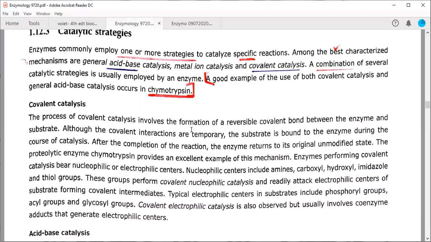Although the covalent interactions are temporary and the substrate is bound to the enzyme during the course of catalysis only, then this covalent bond is broken. After the completion of the reaction, the enzyme returns to its original unmodified state, because we know in any enzyme-catalyzed reaction there is no change in the enzyme itself. The proteolytic enzyme chymotrypsin provides the best example of this class. Not only chymotrypsin, several other enzymes come into the same class.